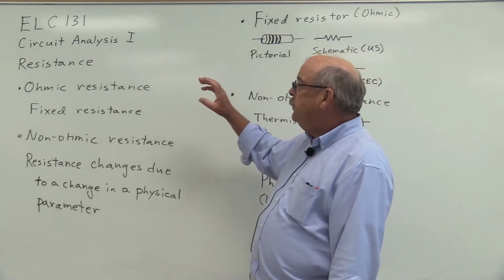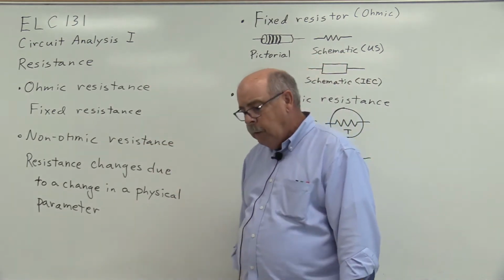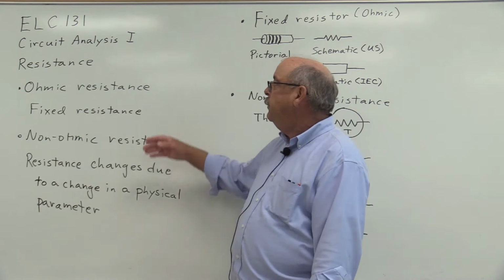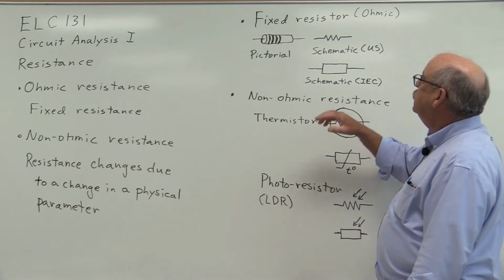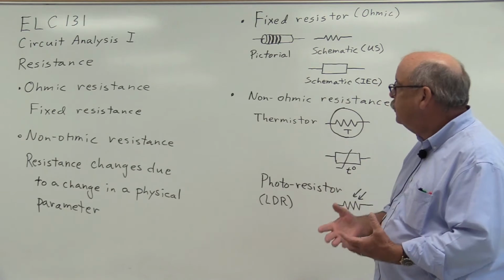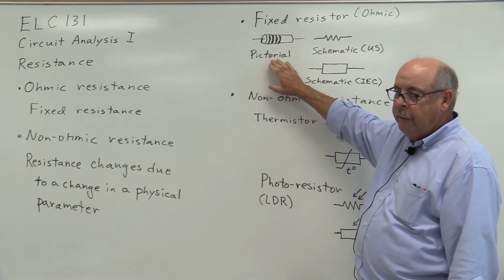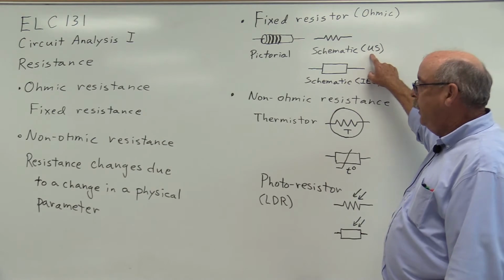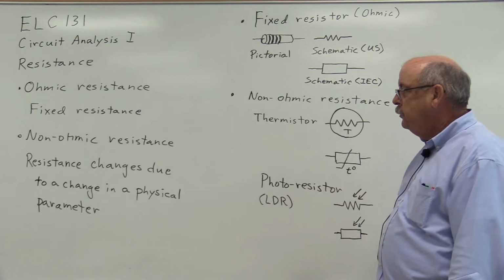So we talk about resistances. We can break these resistances into two broad general categories: ohmic resistances and non-ohmic resistances. Now, ohmic resistances are fixed resistors. As we talked about in the last presentation, our fixed resistors are components that are designed to oppose current. And we see a pictorial diagram of a fixed resistor, and the schematic symbols, both the US schematic symbol and the European schematic symbol for fixed resistors.